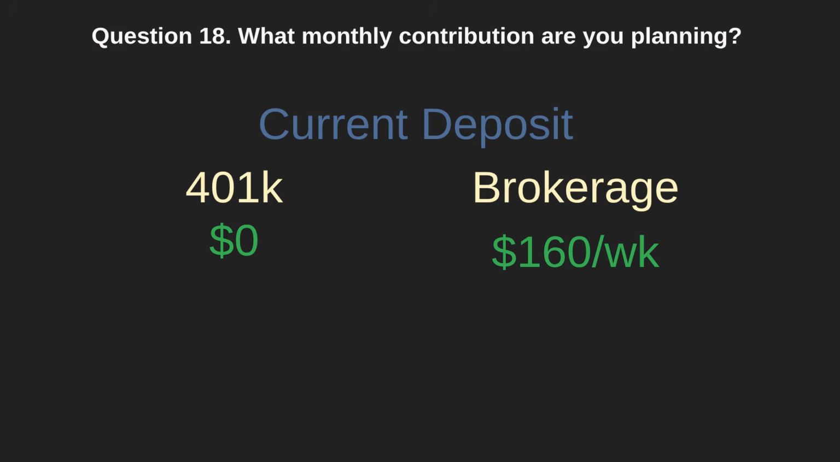Question 18. What monthly contribution are you planning? If by contributions you mean depositing money, I'm waiting for my employer to set up the 401k so I can get the match. When it comes to my dividend portfolio, I'm investing $160 a week, and for now, I'm at my limit, unless I get a pay raise, higher paying job, or a side hustle.